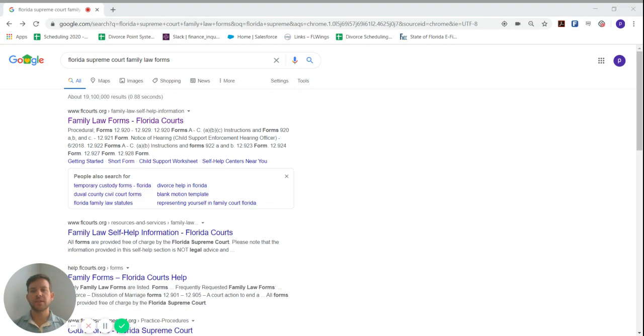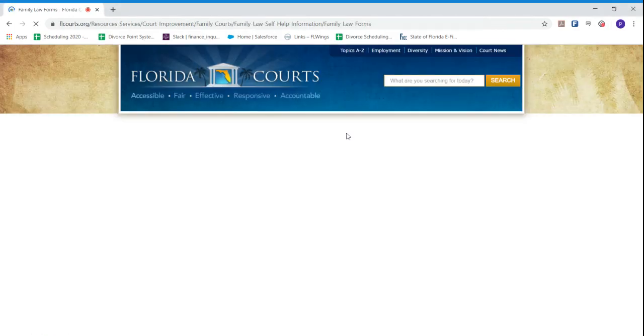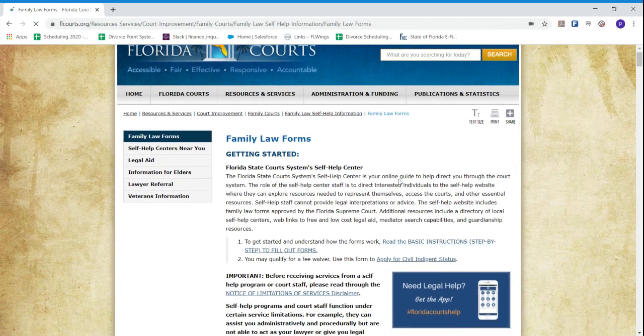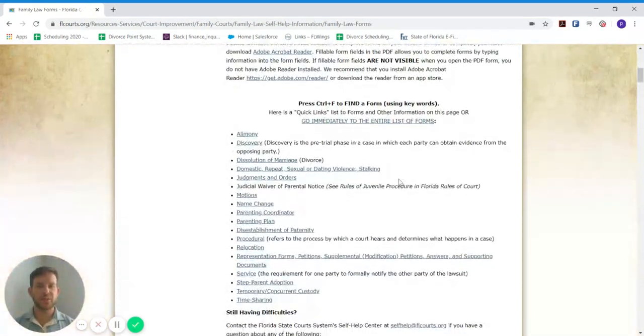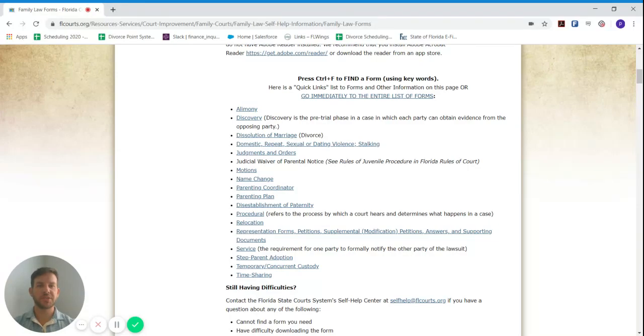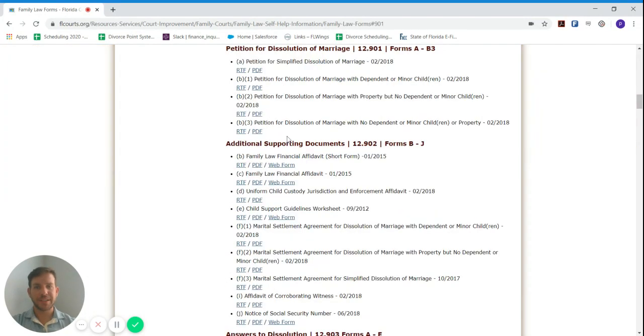If you go ahead and head to Google, you can type in Florida Supreme Court Family Law Forms. This will bring up Family Law Forms, Florida Courts, and that is the overall form bank for family law from the Florida Supreme Court forms that they have for everyone. Now you're going to go down to the drop-down menu right here, and there's going to be dissolution of marriage and in parentheses divorce. You're going to click that.